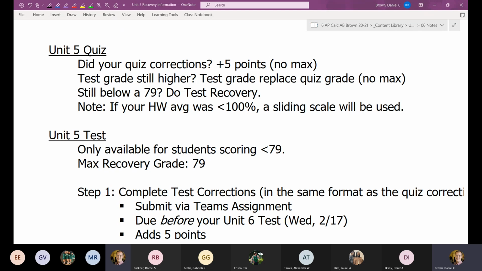And then after the test, if your test grade was still higher than quiz grade plus 5, I replaced your quiz grade with the test grade. So the highest you should see your quiz is basically the same grade as your test. Definitely go back and look. If you think you finished the homework and you see that homework average is not 100, then maybe you didn't do it, so you should go and check, or maybe you did do it and it just didn't sync up in OneNote, and just let me know.